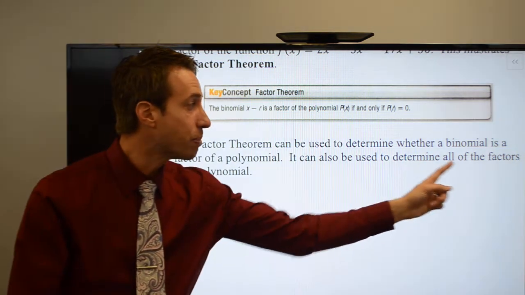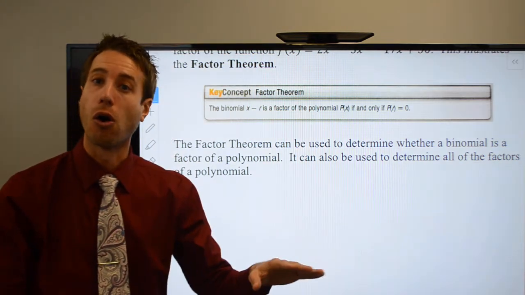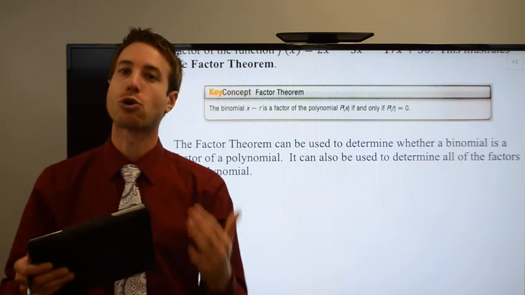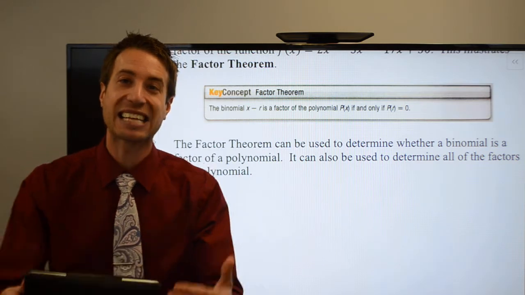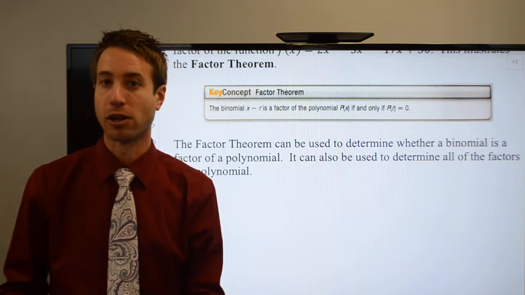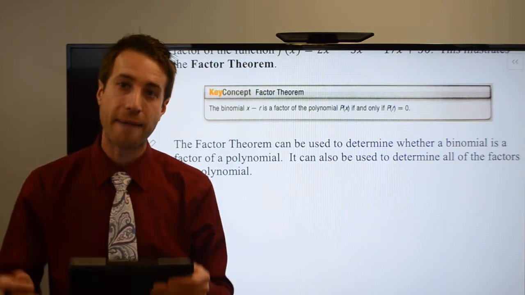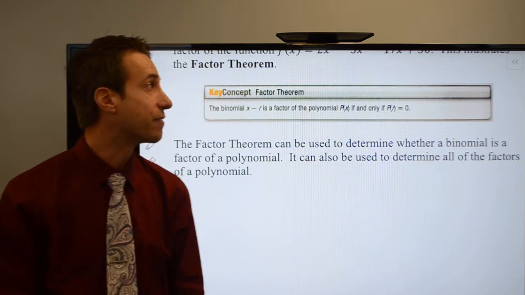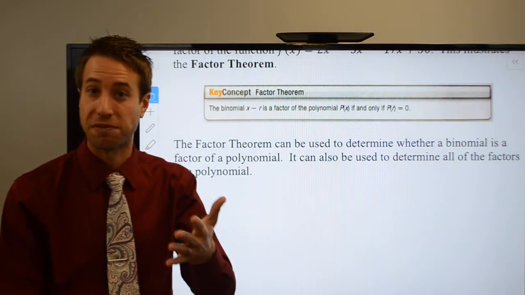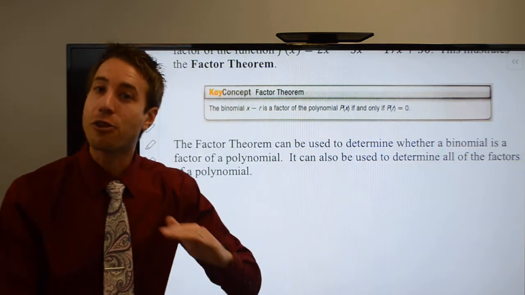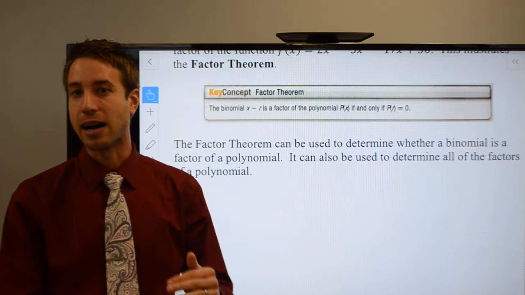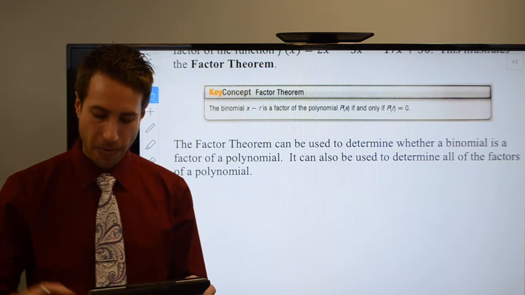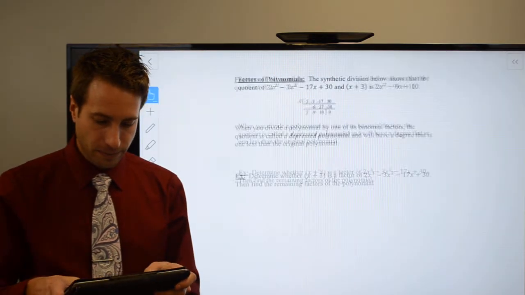Awesome. So what? Well, here's what. It can also be used to determine all of the factors for the polynomial, which is a really big deal because we're trying to find the zeros, the x-intercepts of a polynomial. And in order to do that, you need to be able to factor the polynomial. And so what we've got here now is a theorem, the factor theorem, that is yet another method for allowing us to find the factors of a polynomial. Let me show you how this works real quick.